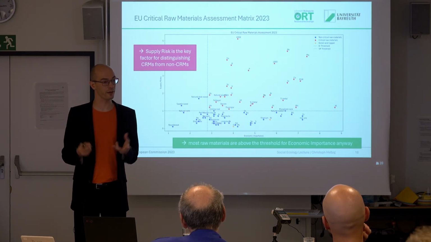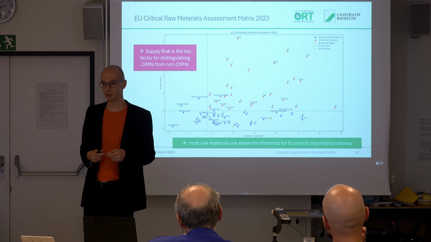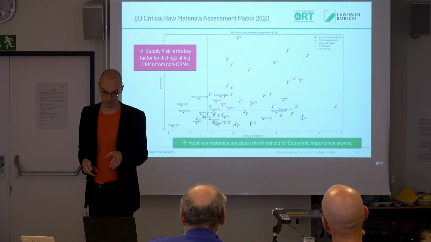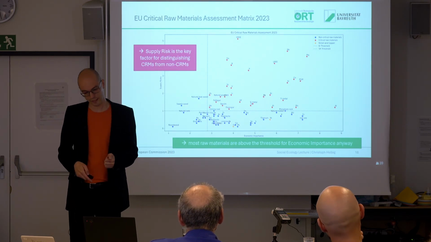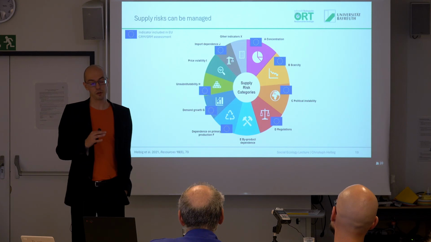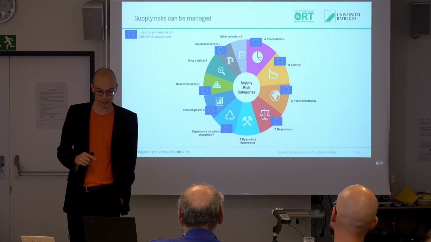So the most important part is whether a material is considered really having high supply risks or not. And this is something where the Critical Raw Materials Act also draws on to reduce potentially those supply risks, not reduce the economic importance of the materials. That wouldn't make sense. And those supply risks can be measured and they can be managed.